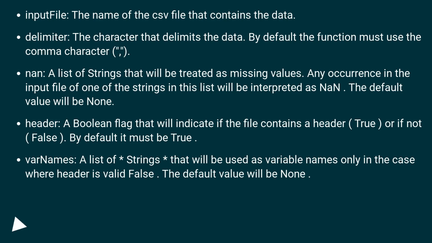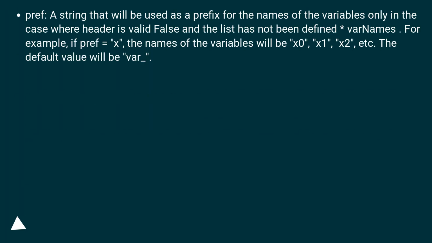Var names, a list of strings that will be used as variable names only in the case where header is false. The default value will be None. Pref, a string that will be used as a prefix for the names of the variables only in the case where header is false and the list var names has not been defined. For example, if pref equals x, the names of the variables will be x0, x1, x2, etc. The default value will be var_.